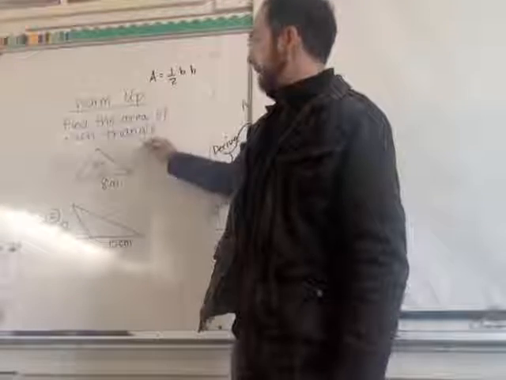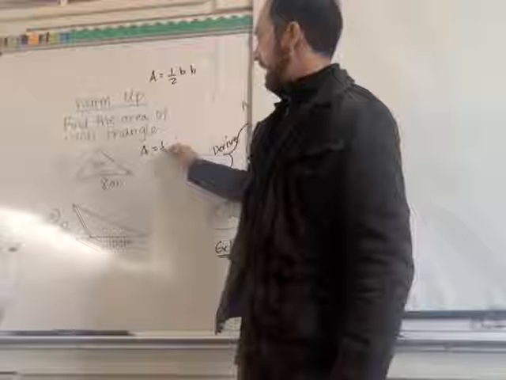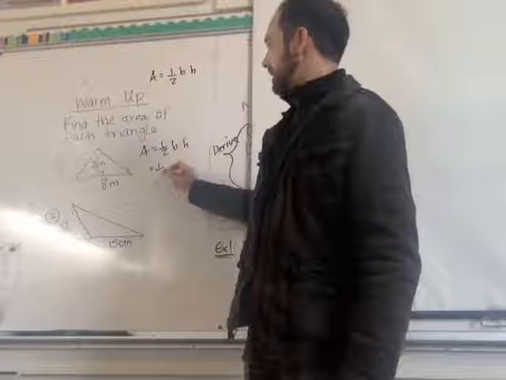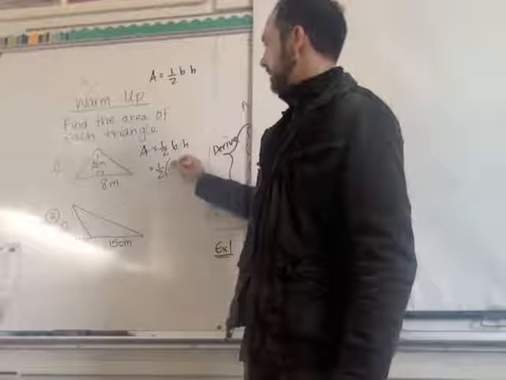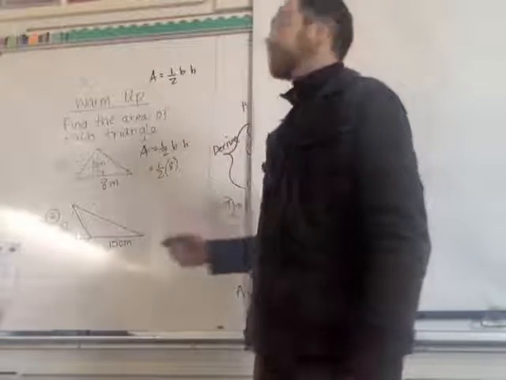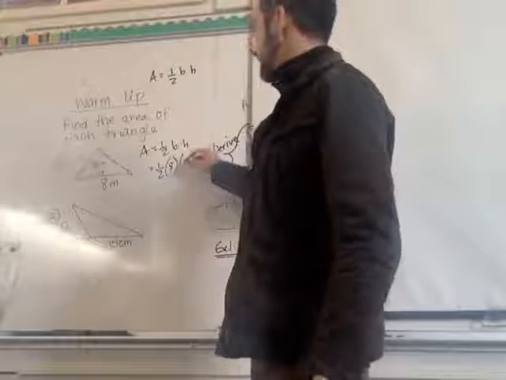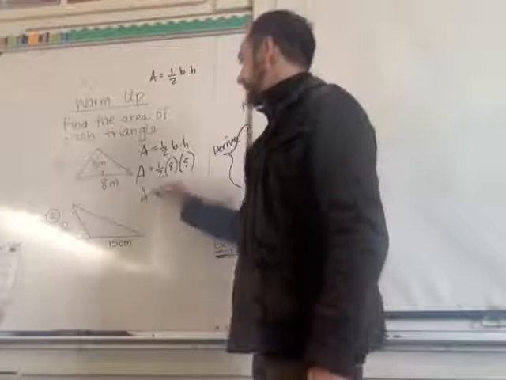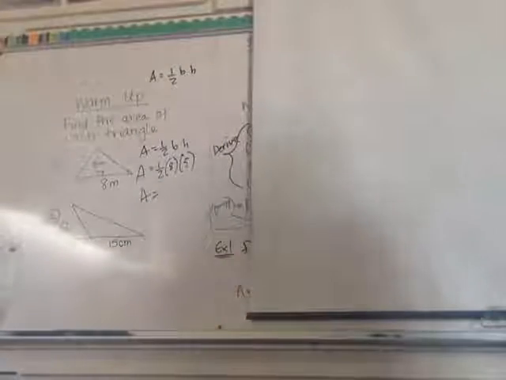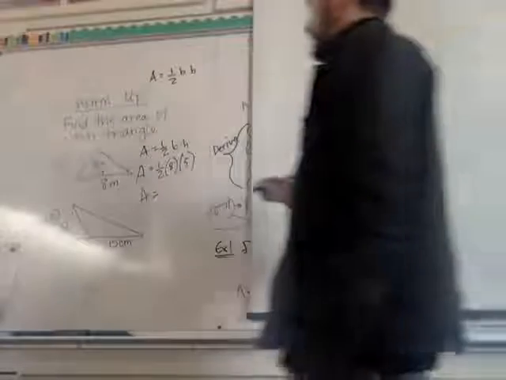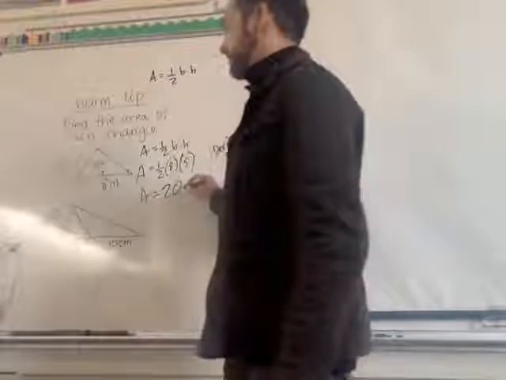So, one half base times height. What's my base in this? 8. Okay, 8. And if we remember the units at the end, we'll do meters squared because it's an area. The height, easy, 5, right? So essentially what we have is 8 times 5 times a half. So 8 times 5 is 40, divided by 2, 20. What are my units going to be again?